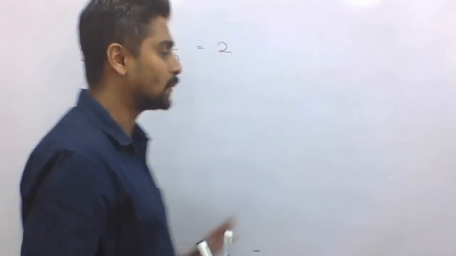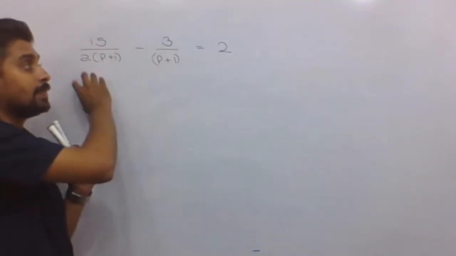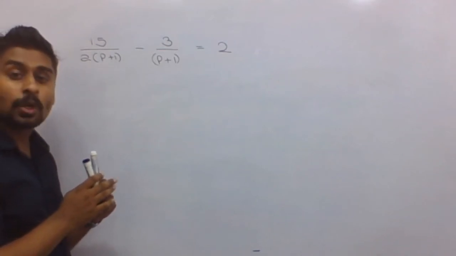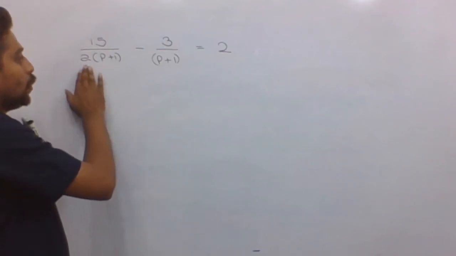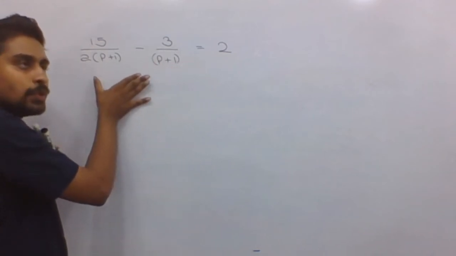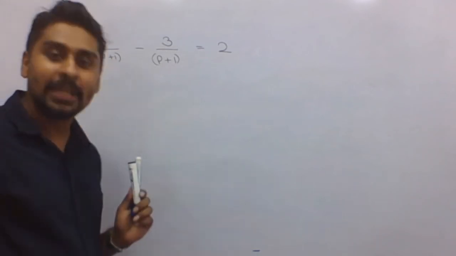Then I am going to do this one. Look, what do we need? A common denominator. We have to simplify this fractional part. So what is the common denominator here? 2p plus 1 here, p plus 1 here. When you multiply this one by 2, you can obtain this one. So 2p plus 1 is the common denominator.